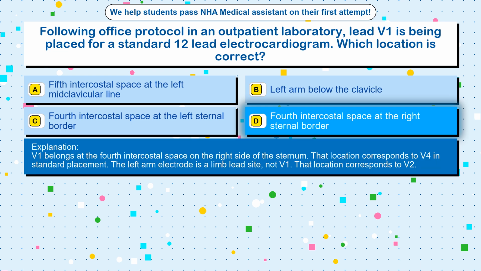V1 belongs at the fourth intercostal space on the right side of the sternum. That location corresponds to V4 in standard placement. The left arm electrode is a limb lead site, not V1. That location corresponds to V2.